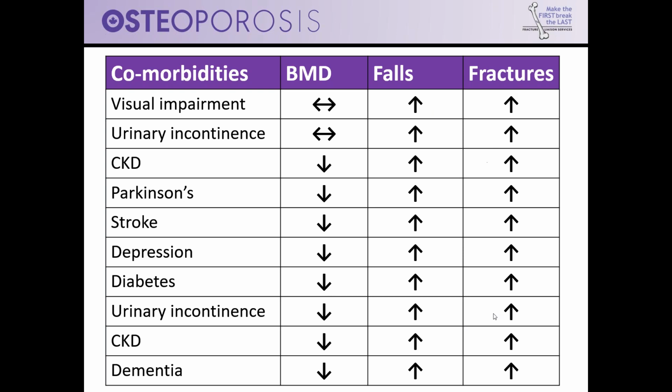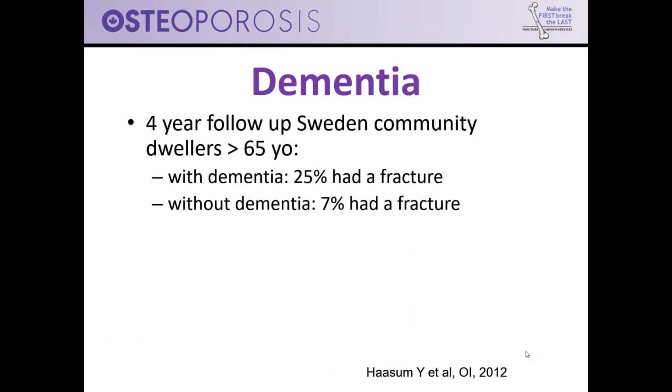But in all of these conditions, the fracture risk goes up. So obviously, the more comorbidities a patient has, the worse their risk of fracture is. So to me, that is not an indication not to treat. That's more reason to treat. But I do want to focus on this one here, dementia.